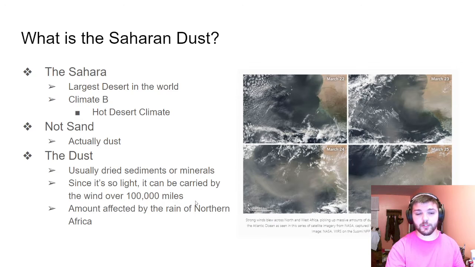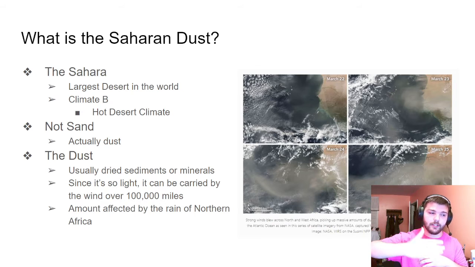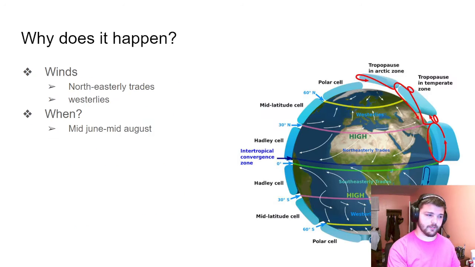Since it's so light, it can be carried over 100,000 miles, give or take. That's how it can spread so far, and it's affected by the rainfall in northern Africa, kind of like the Mediterranean coming down into northern Africa. That can affect how much there is.